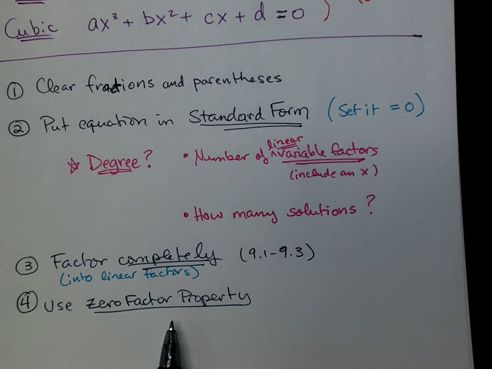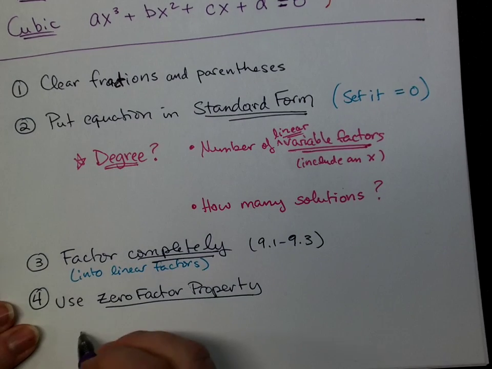The zero factor property allows you to turn each linear factor into a solution. Each linear factor gives you a little linear equation which you can solve, and that gives you your solution. Basically, you know how to solve a linear equation. Solving higher degree polynomials is all about breaking it down into linear equations, and then you solve the linear equations you already know how to solve. Factoring breaks it down. It gets rid of the exponents and turns it into linears, and you already know how to solve linears.